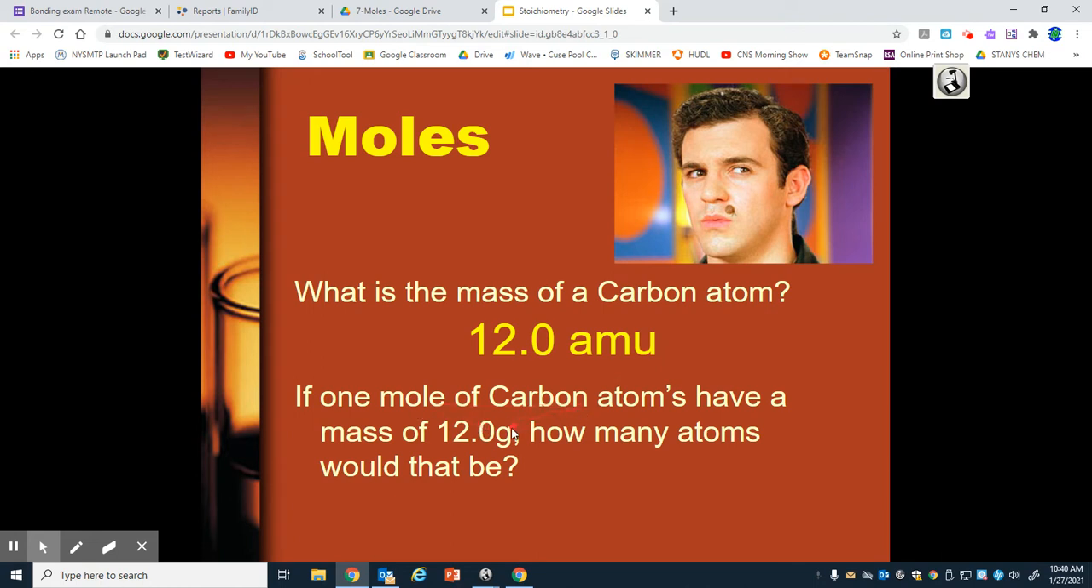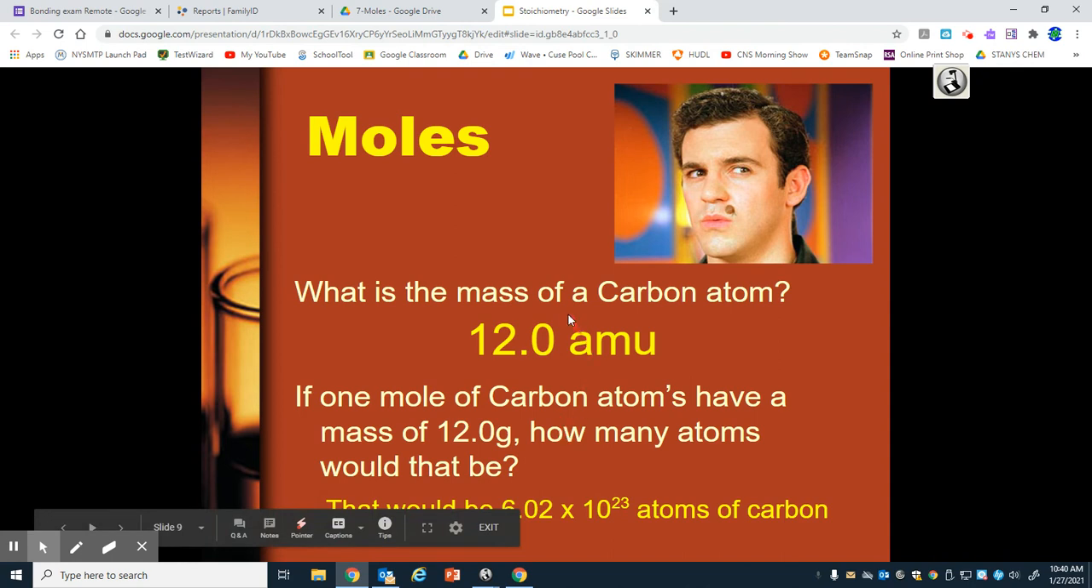So if you have 1 mole of carbon atoms, how many atoms would that be? That'd be 6.02 times 10 to the 23rd atoms of carbon. If we had 6 grams of carbon, we would have half that number in atoms, so 3.01 times 10 to the 23rd. If we had 2 moles of carbon, it'd be twice that. Or I could ask you, if you had 12.04 times 10 to the 23rd atoms of carbon, how many grams is that? That would be 2 moles of it, so it'd be 24 grams.